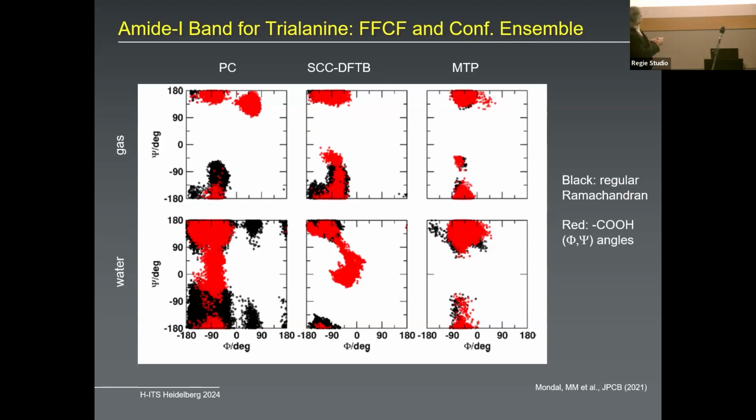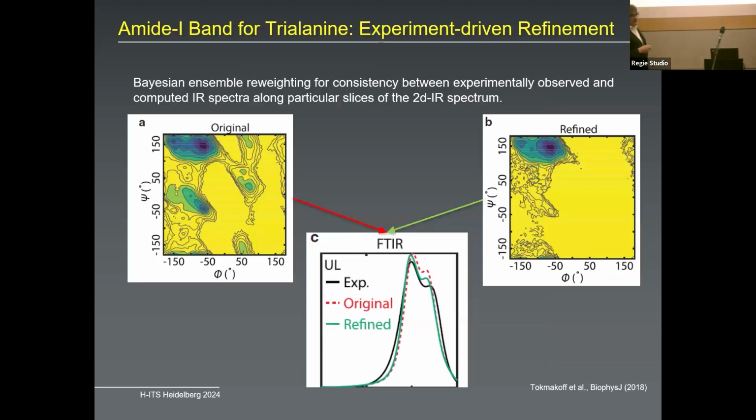And this is a beta sheet here. This is more of an alpha helical structure, and you see that they differ drastically between the gas phase and water for point charges, but not so much with the multipolar force field. And the question is, how good is this? And Andrei Tokmakov has been working on this in a very clever way, I think.